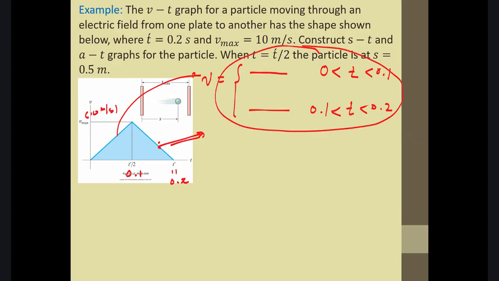And after that, once you find the velocity profile, by integrating, because the velocity is ds of dt, you can find the ST graph. For a given velocity graph, by taking the derivative with respect to time t, you can construct the AT graph.